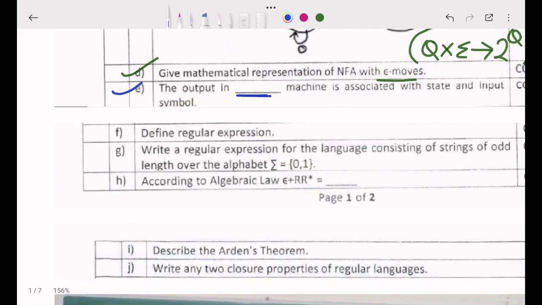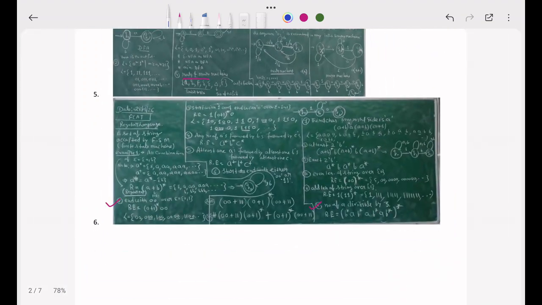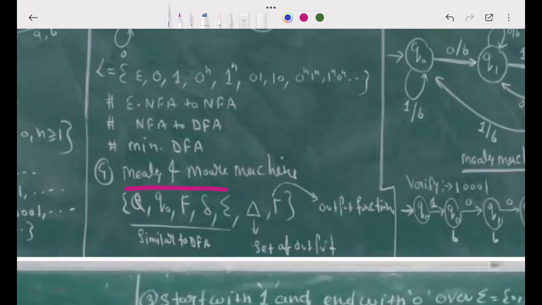What is the Mealy and Moore machine? Okay, we asked Mealy and Moore machine. If you go our lecture, already we explained the Mealy and Moore machine. You can see already we explained Mealy and Moore machine. This is the DFA already, Q0, F, transition function, number of input, and there are two different symbols, set of output and set of functions. Okay, so total number of tuples are 7.